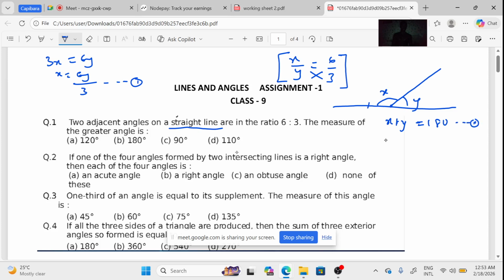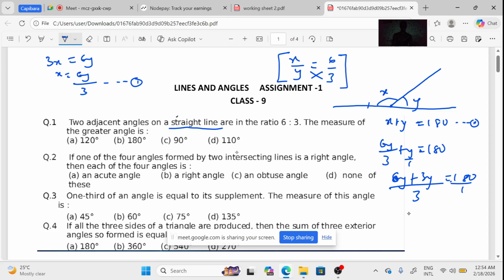You can make this equation 1, then bring it into equation 2. Because x has become 6y over 3, plus y equals 180. This is also over 1. So that's 3, then you have 6y plus 3y equals 180 degrees over 1.